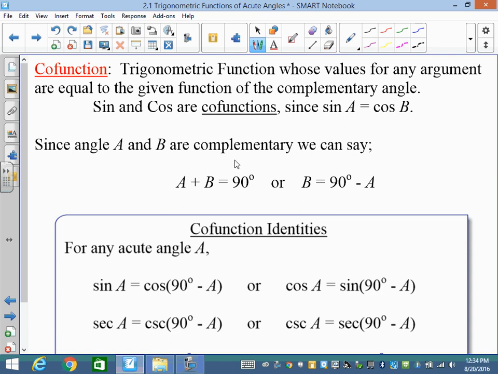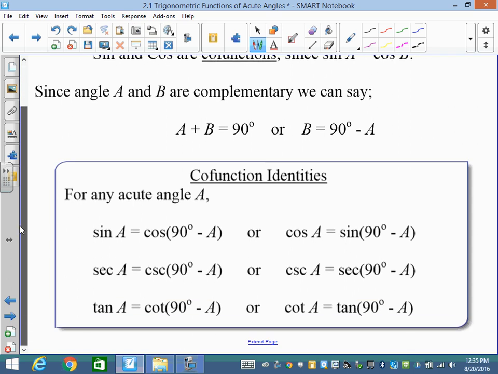Since angle A and B are complementary, we can say A plus B equals 90, or B equals 90 minus A. So here's another thing that you may want to put on a note card, because I don't think it's going to be anywhere else. For any acute angle A, sine of A is equal to cosine of 90 minus A, which will make it angle B. Or we can go the other way, saying cosine of A equals sine of 90 minus A. Same with secant and cosecant, and tangent and cotangent. These are all your cofunctions.